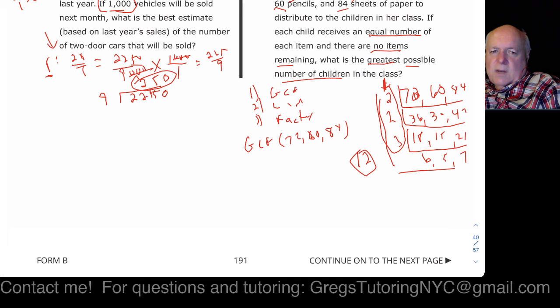So they were asking, what is the greatest possible number in the class, if the distribution of those little supplies, the crayons, the pencils, and the paper, were able to go to all those different students? Right? We can get the multiples of it. I just did the multiples of it, so it works out. All right, so that one wasn't too bad.